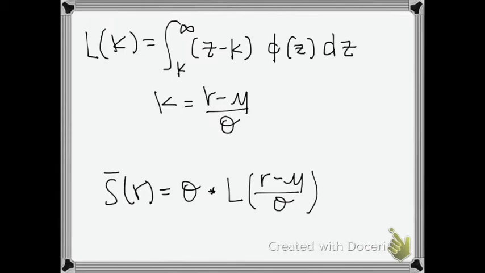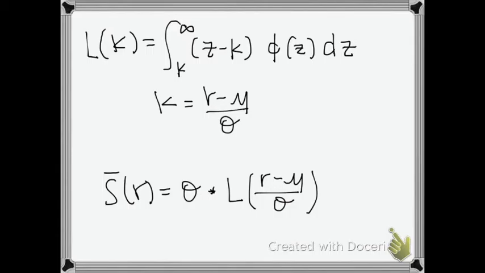From our derived equation for the expected shortages per cycle, the equation for the unit normal linear loss is expressed as L of k is equal to the integral from k to infinity of (z minus k) times phi of z dz, where k in this case is equal to (r minus mu) over sigma. We can then write the equation for the expected shortages per cycle as equal to sigma times L of (r minus mu) over sigma.